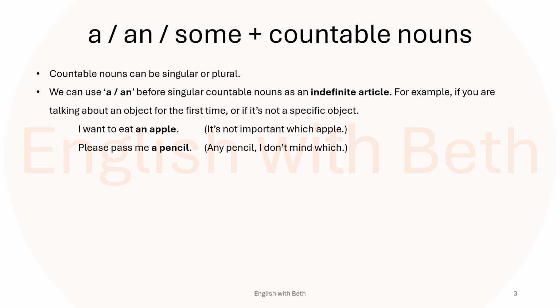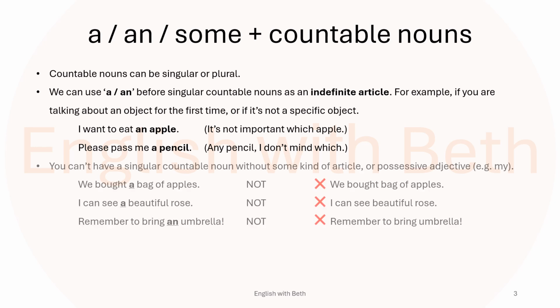Please pass me a pencil. It's any pencil. I don't mind which. So again, we use a as an indefinite article. You can't have a singular countable noun without some kind of article or a possessive adjective, for example, my. So you can say, we bought a bag of apples, but you can't say, we bought bag of apples.